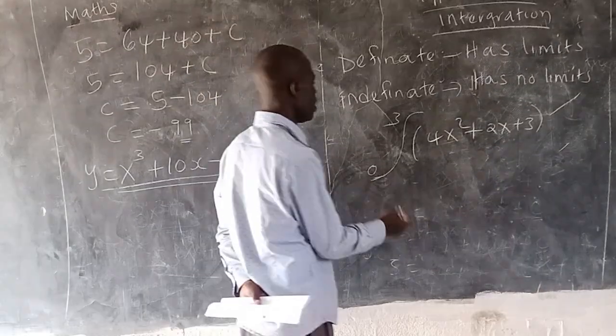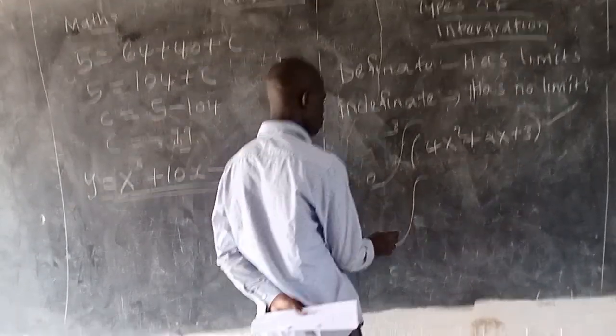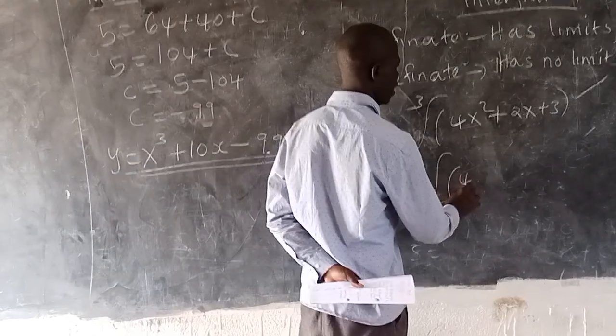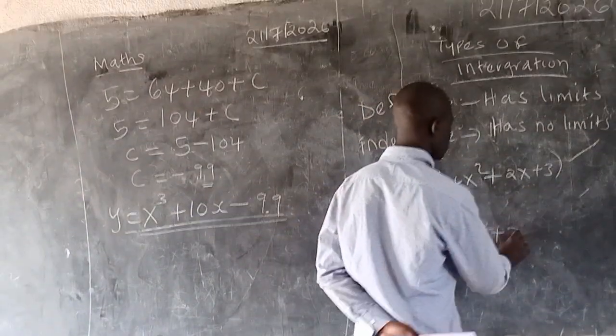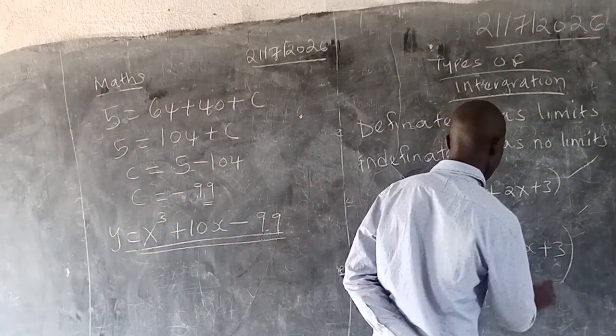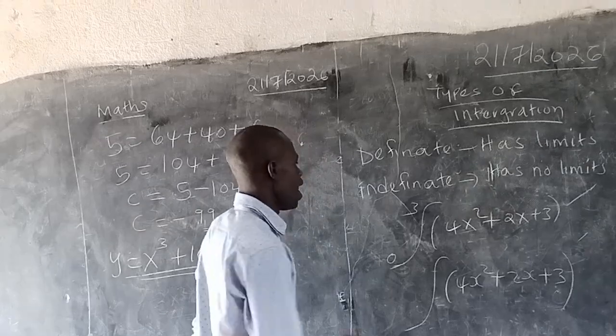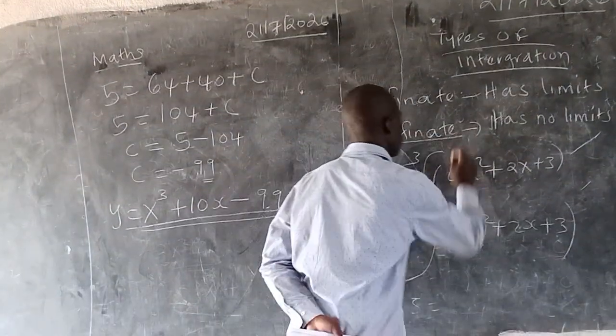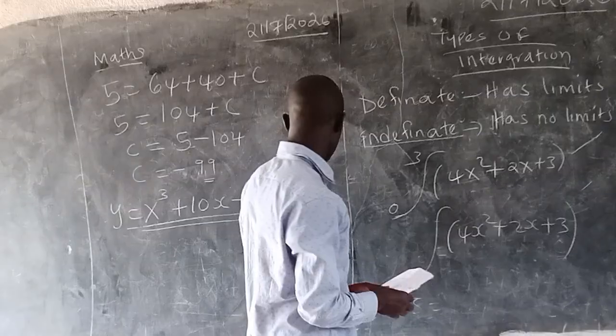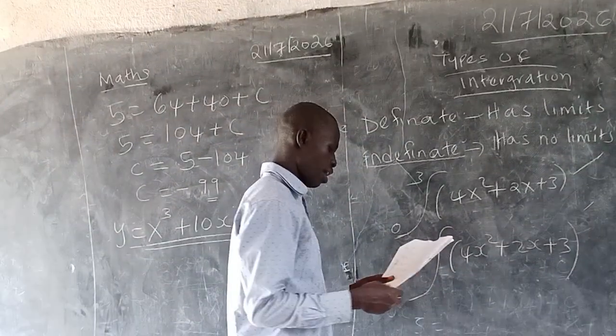But if we don't have the limits, for example, you integrate 4x squared plus 2x plus 3 without limits, this type of integral is called an indefinite integral. So let us be able to identify those types of integrals that we have.